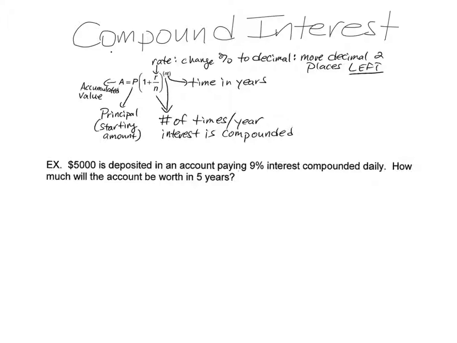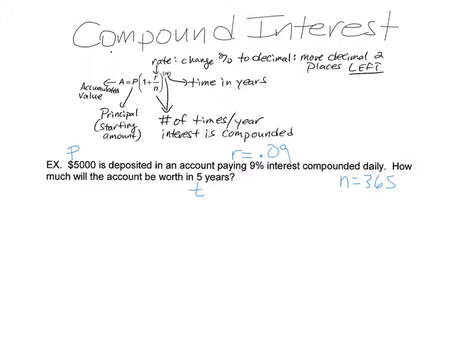So it says $5,000 is deposited into an account paying 9% interest compounded daily. How much will the account be worth in 5 years? So the 5,000 would be the P, that's the amount we're investing, the starting amount. 9% is the interest rate, but we need to change that to a decimal. So we move the decimal 2 places to the left, and it's 0.09. Compounded daily, that would be the n value, and daily would be 365 times a year. And then how much will the account be worth in 5 years? 5 would be the t.